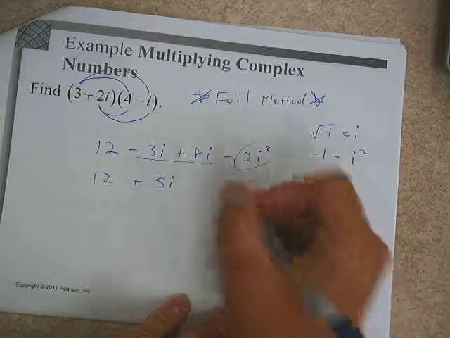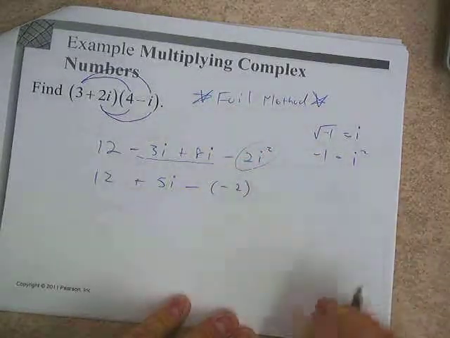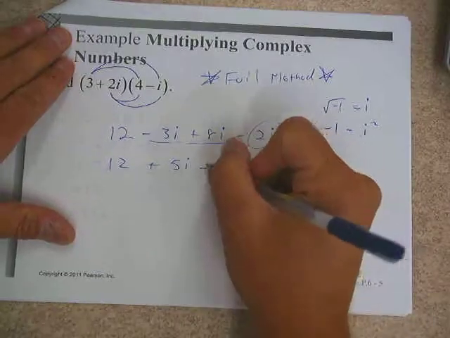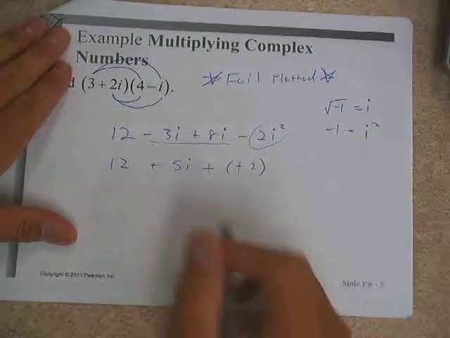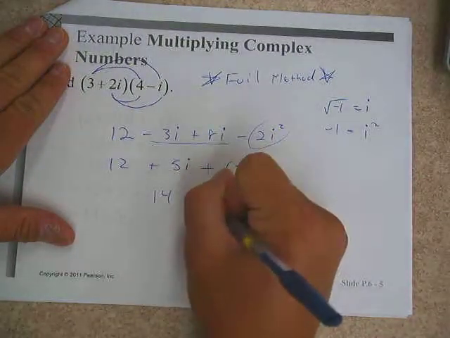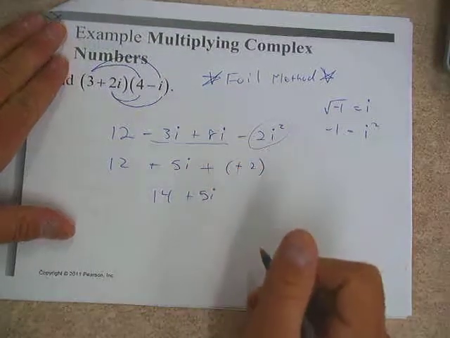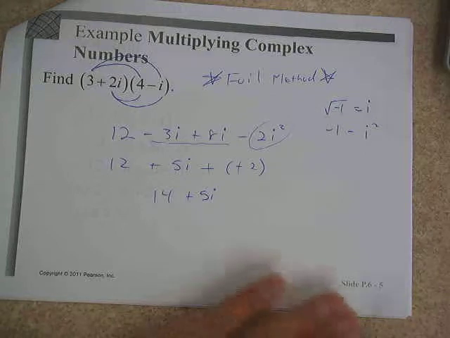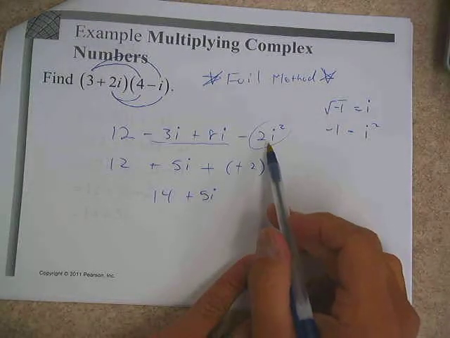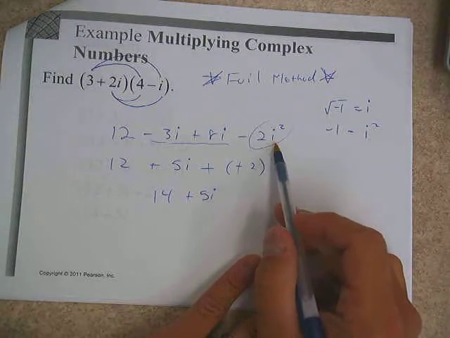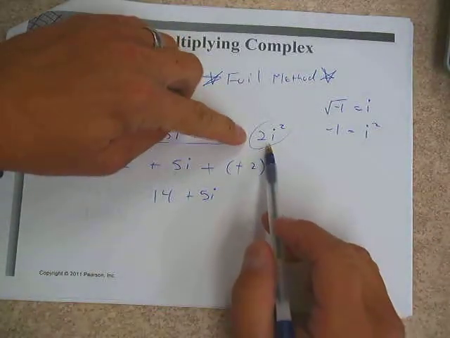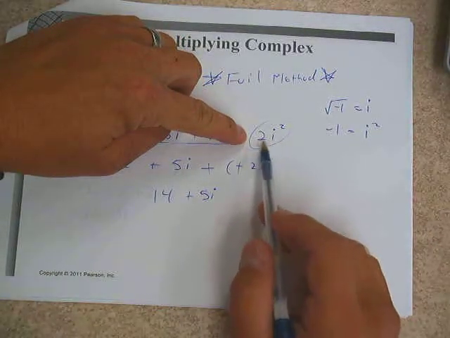So if that's the case, then what do I really have here that I circled? This is really 2 times negative 1, so it's really minus negative 2, isn't it? And so therefore, when I combine like terms and do my plus plus, I'm going to wind up with 14 plus 5i. Questions? So again, key element: when we do that last term right here, this is always going to be something times i squared.